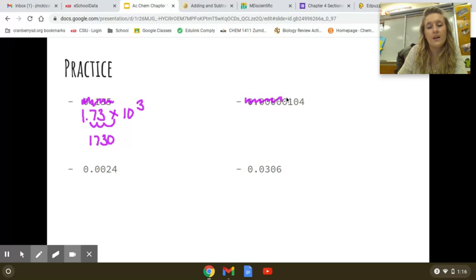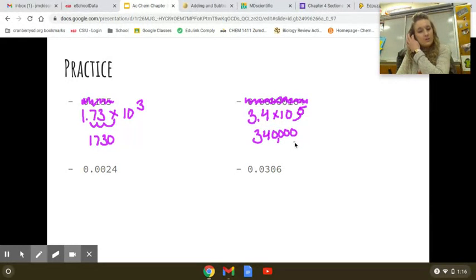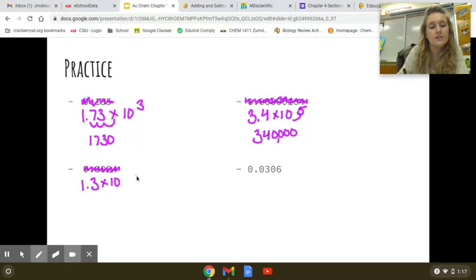Okay. Again, if we had 3.4 times 10 to the 5th, again, because this is a positive exponent, we are going to need to make this a big number. So we're going to move it 5 places. So 1 and then 4 zeros. We'll add our commas here. So 340,000.